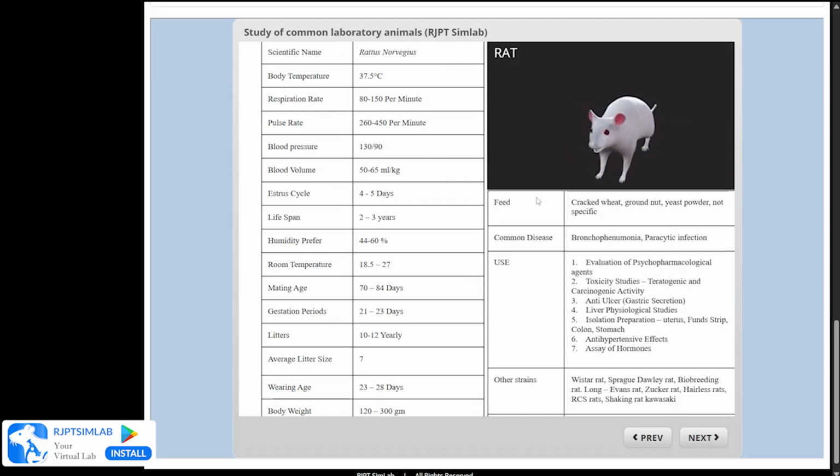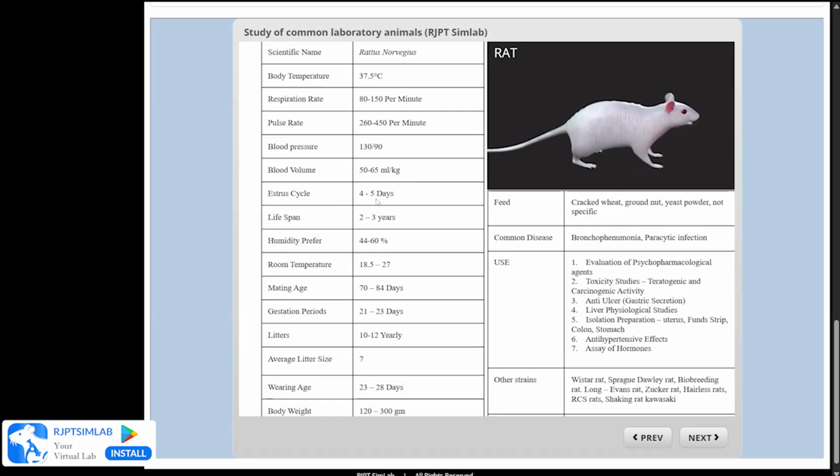Now let's see a third animal, which is rat. The scientific name of rat is Rattus norvegicus. The body temperature of a rat is 37.5 degrees Celsius. Its respiration rate is 80 to 150 per minute. Its pulse rate is 260 to 450 per minute. The blood pressure is 130 by 90 at normal. The blood volume is 50 to 65 milliliter per kilogram.